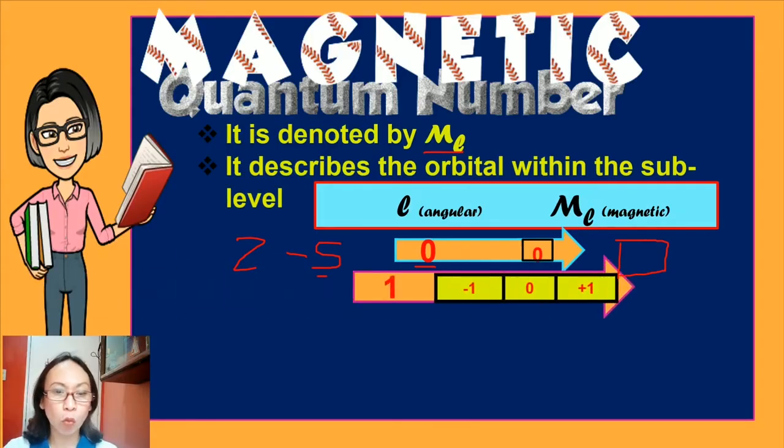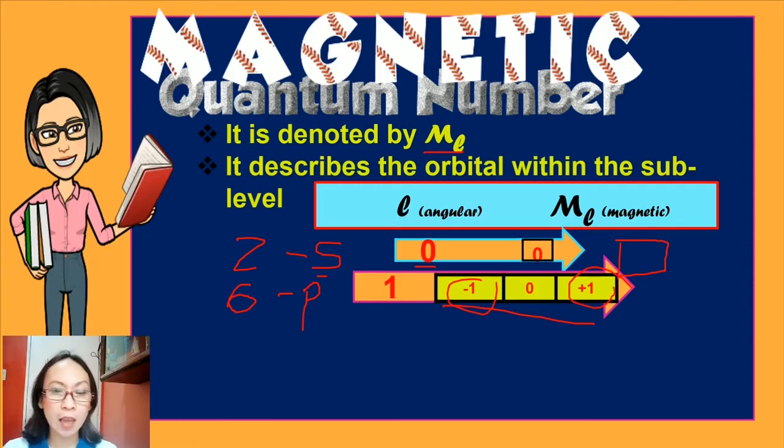For the second one, you have the angular. If the angular is 1, that is under sublevel P. How many orbitals po ang ating i-assign? If it can accommodate 6 electrons, we can use 3 orbitals. Okay? So, for example, the possible values are from negative 1, 0, and positive 1.